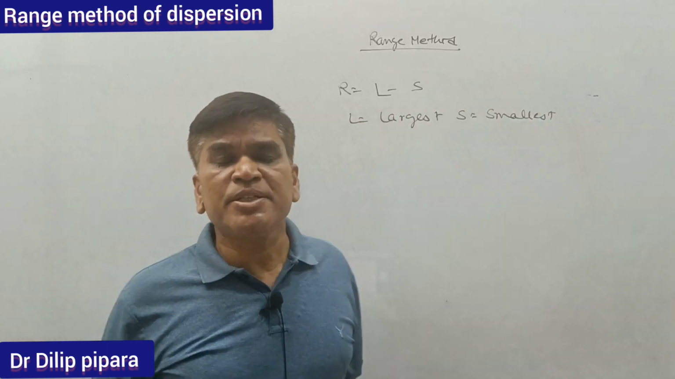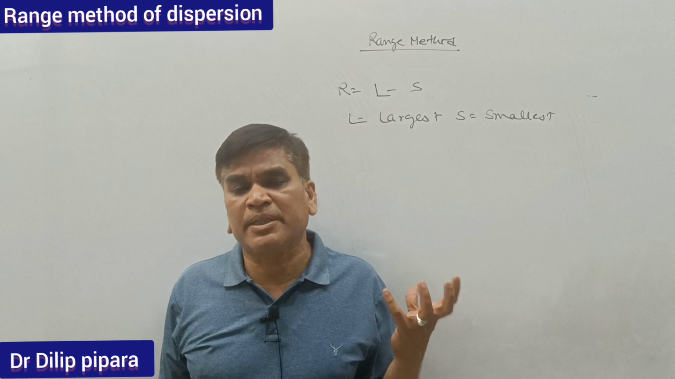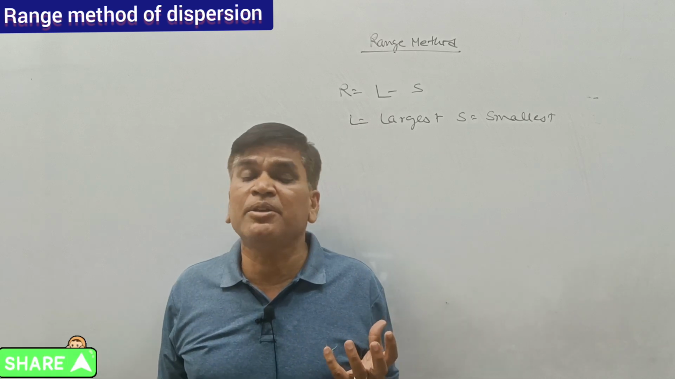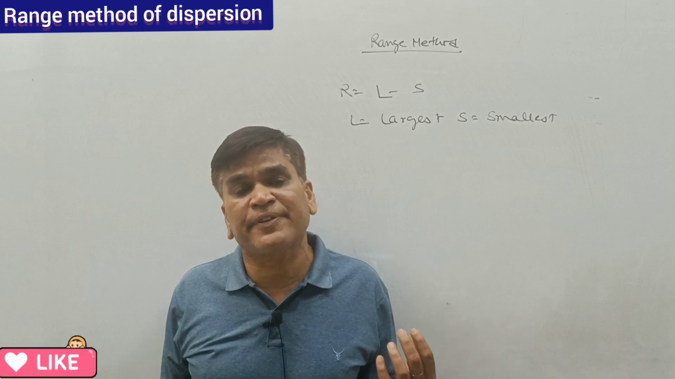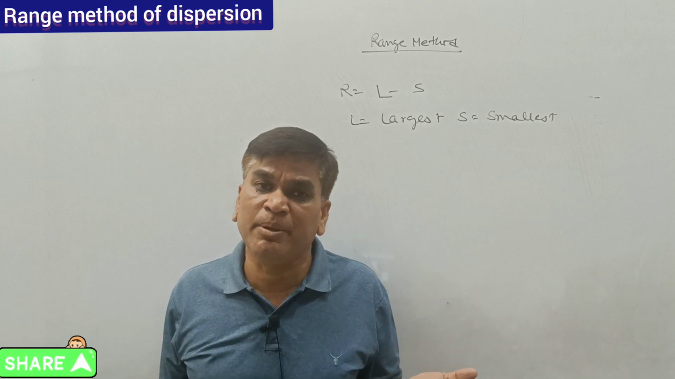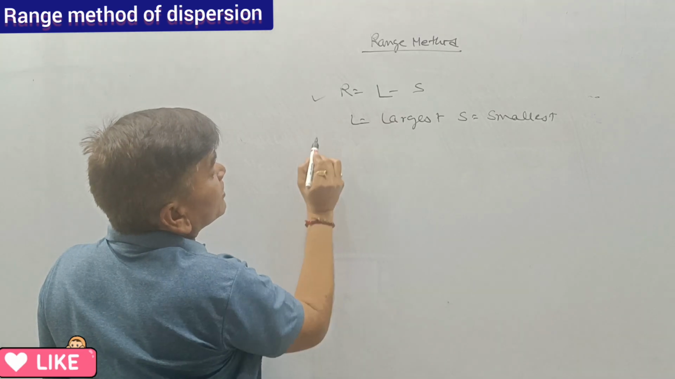So it is very easy to calculate the range. We have to take the maximum value of the series and the minimum value of the series. The range is the difference between the maximum and minimum. This is the absolute measurement of dispersion.